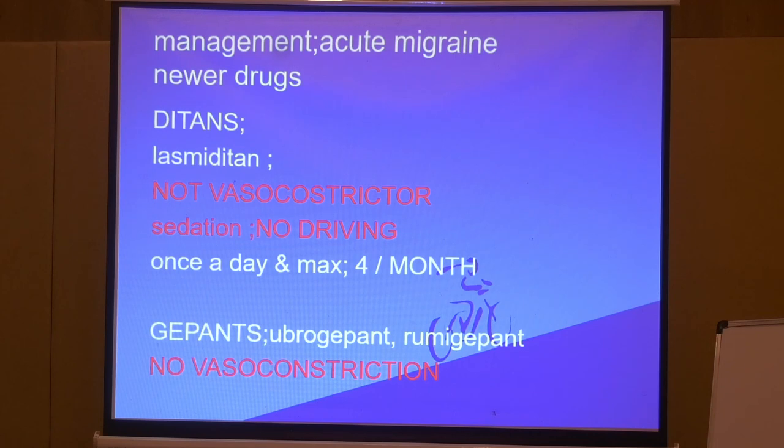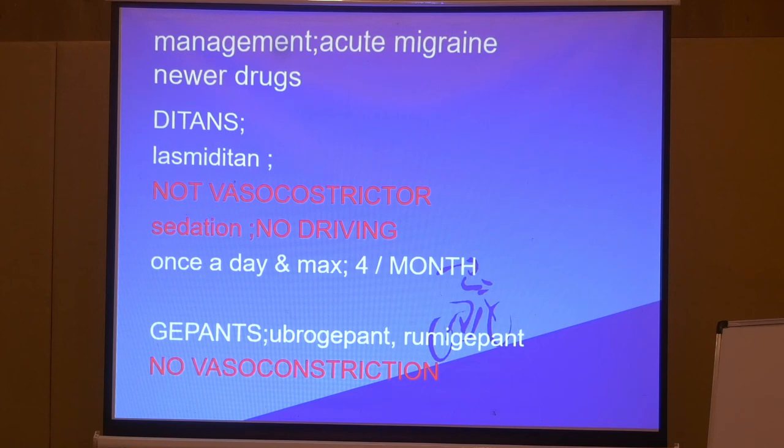Now coming down to the two new drugs which are in the pipeline. First is the ditans. The drug name is lasmiditan. These are not vasoconstrictors. So the advantage over triptans is you can give them more freely in ischemic heart disease, peripheral vascular disease and strokes. The problem with ditans is they can produce sedation. So preferably you have to give in the evening or the afternoon, and a maximum of 4 tablets a month. So lasmiditan might come anytime in India.